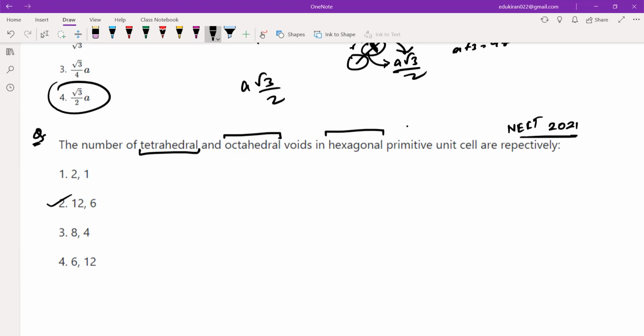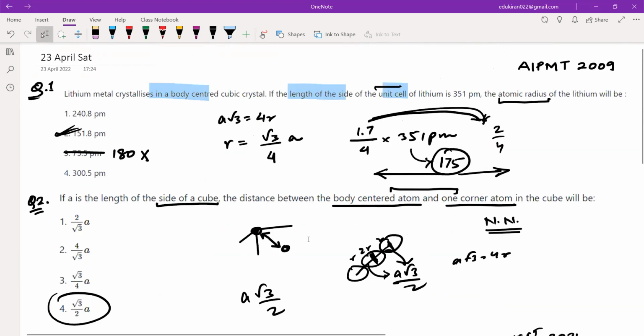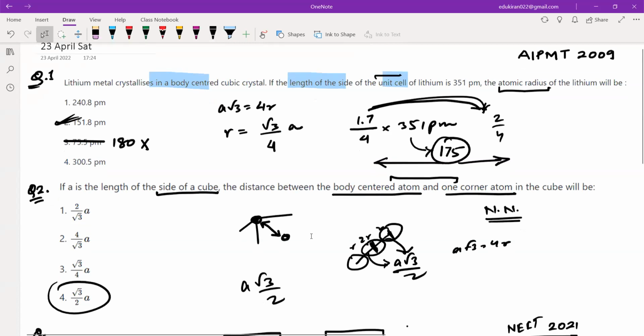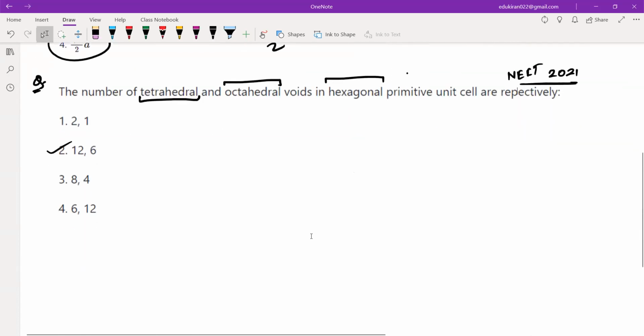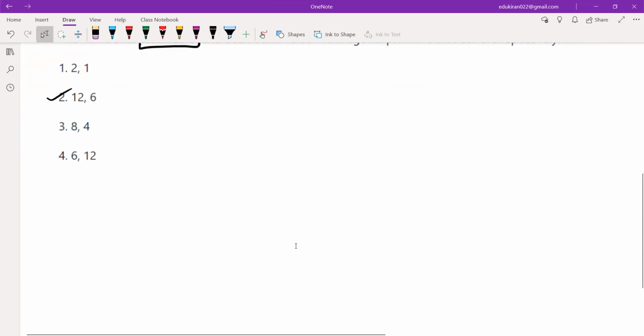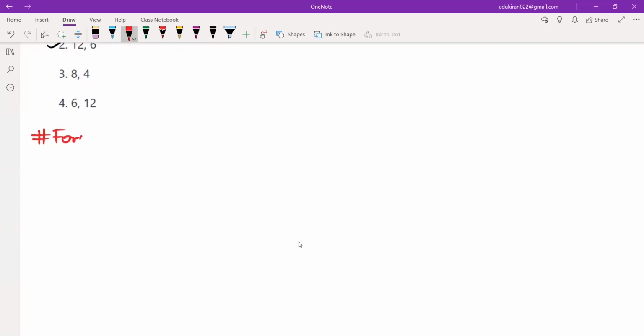Okay. So now let us move on. You will be getting this type of questions in which you have to calculate the relationship between the edge length and the radius, also sometimes about the tetrahedral and octahedral voids. Now there is a different type of question, that is about the formula of a compound. This type of questions are more important. Formula of compound or solid.